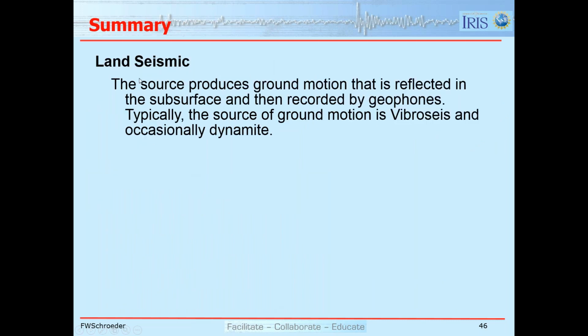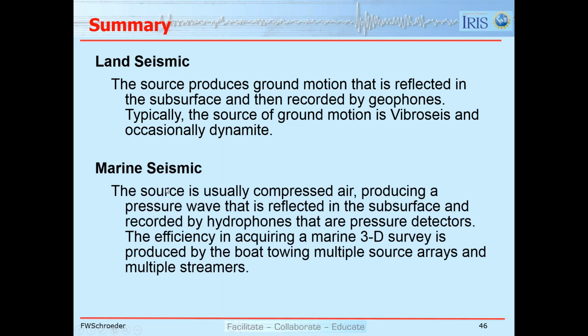So in summary, in land seismic, our source produces ground motion that reflects off subsurface interfaces and is recorded by geophones that detect ground movement. The typical source for ground motion is the vibroseis trucks, although occasionally we still use dynamite in areas where vibroseis is not effective. In marine acquisition, we use compressed air and use the air gun or air gun arrays. The recording or receiving devices are called hydrophones, which are pressure detectors.